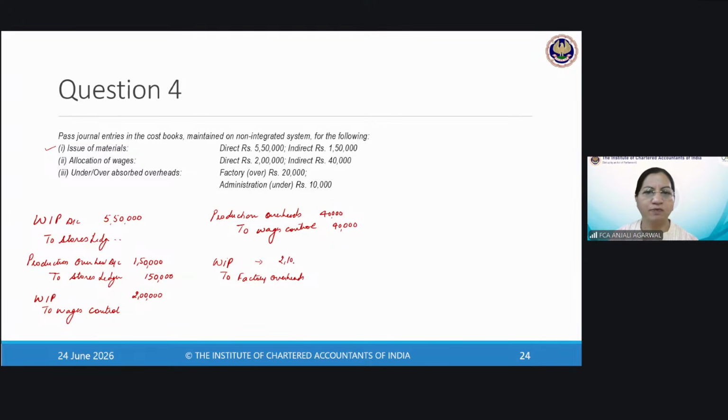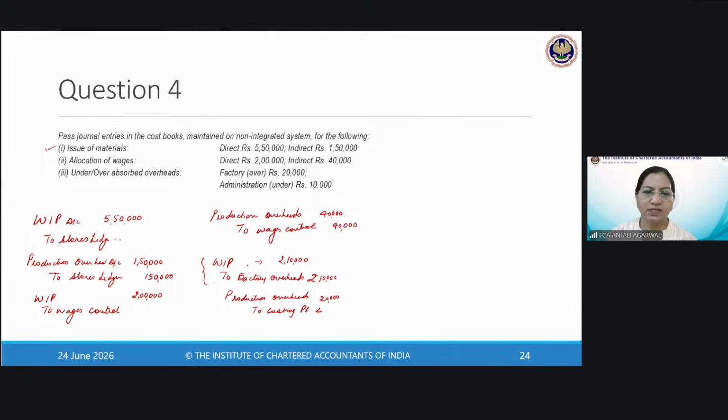Assuming there are no other direct further production overheads, this entry is not required. This is just for an explanation. 150 plus 40, how much was production overhead? So production overheads are debited by 190, but they are credited by 210. So they are credited extra. Now you will debit them. So production overhead debit to costing P&L account, 20,000.